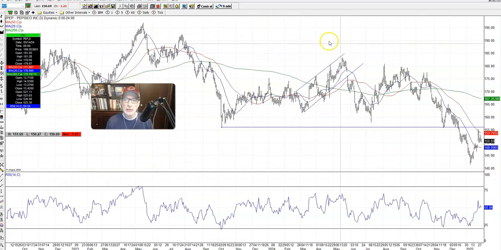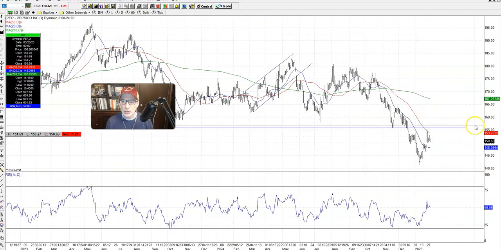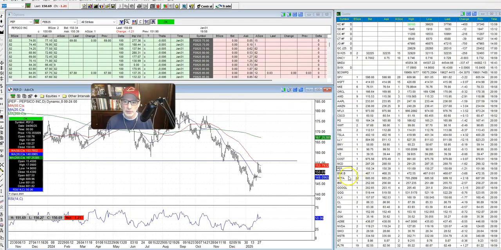So let's go out to the daily chart. Here was that long-term support right around 157 or so. Pepsi's down. So I would not be a buyer of Pepsi here until it gets back up at least into the high 150s and see if it wants to keep going. For now, it's in a shorter term downtrend. Not playing Pepsi from the long side.